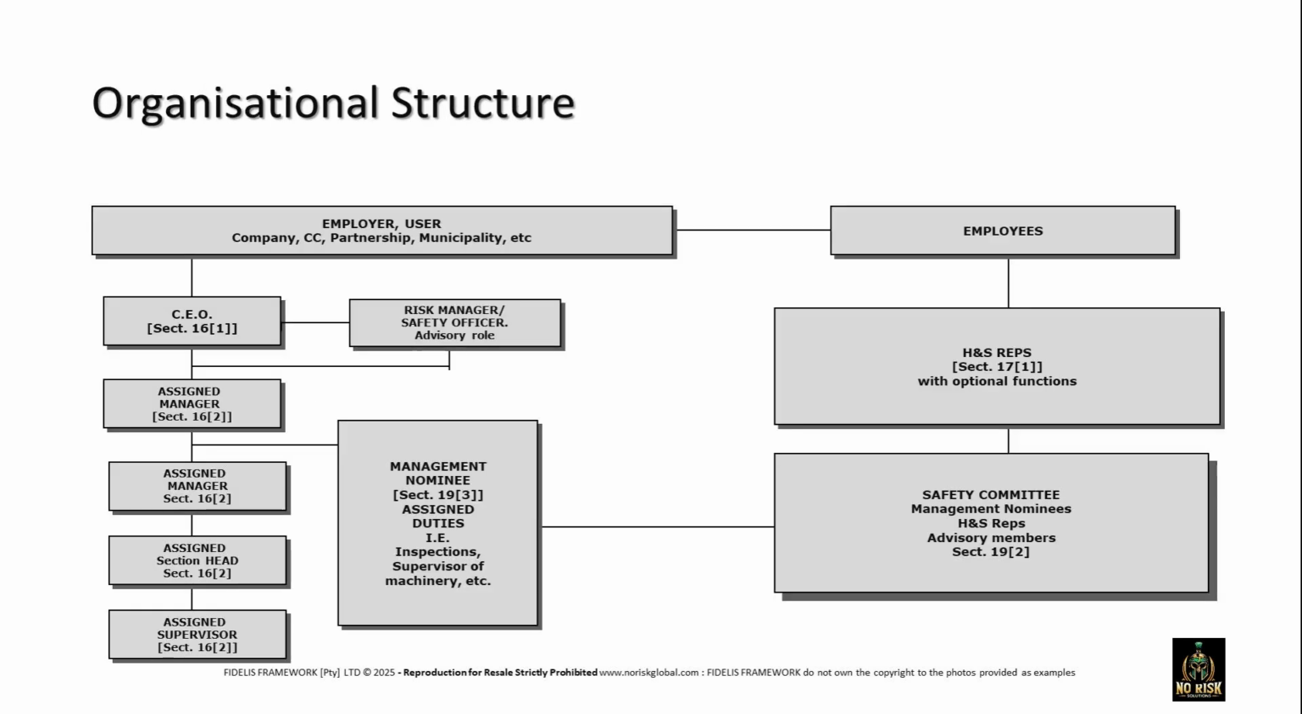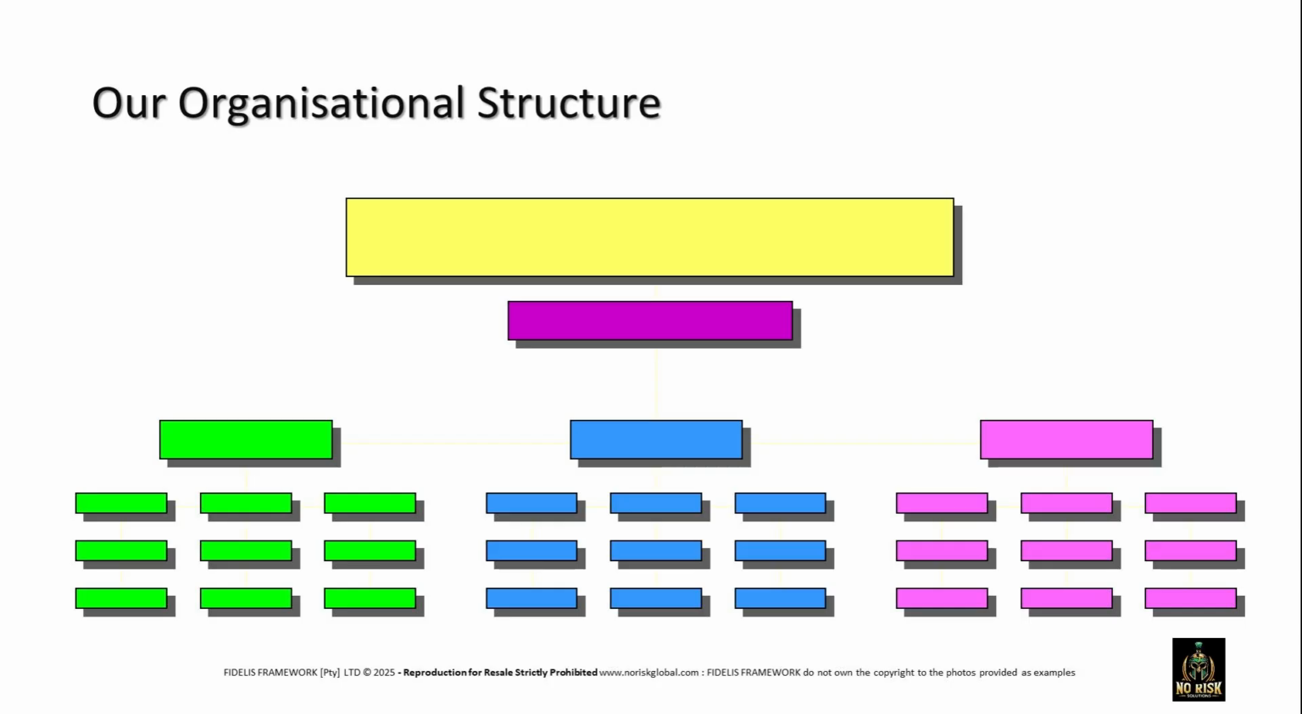An effective organizational structure is crucial for implementing safety measures. It defines roles and responsibilities, ensuring everyone is aligned with safety objectives. Our organizational structure is designed to support safety initiatives. It clearly outlines the hierarchy and communication flow, facilitating effective safety management.